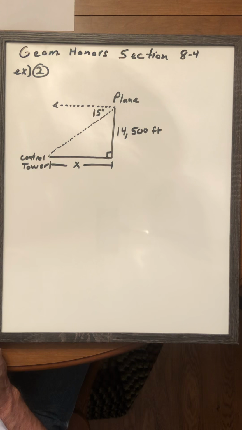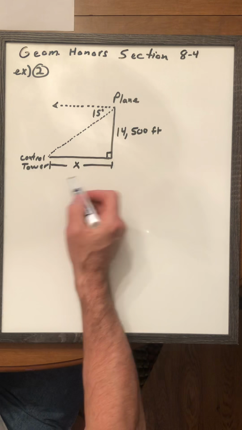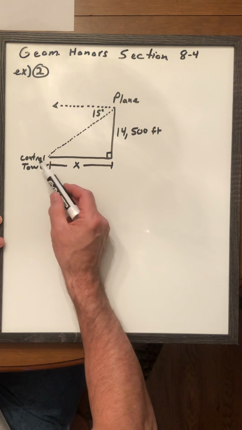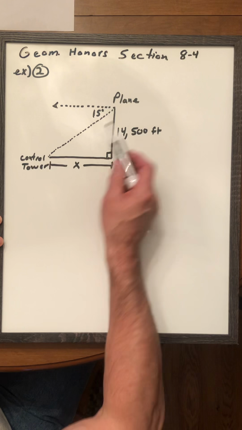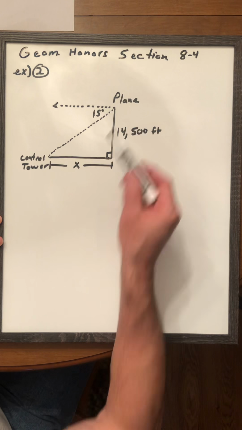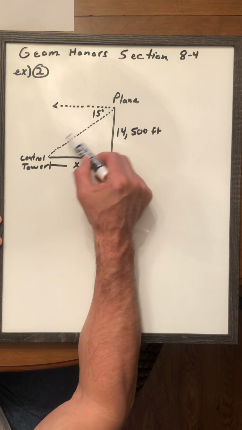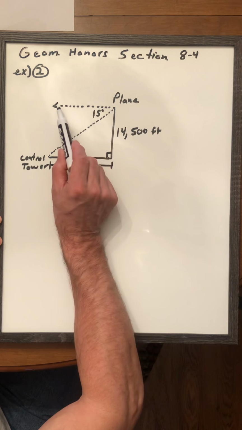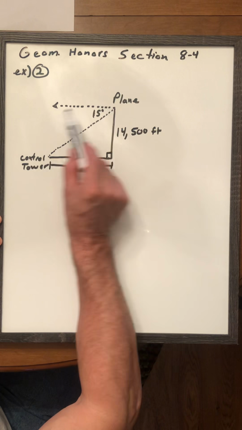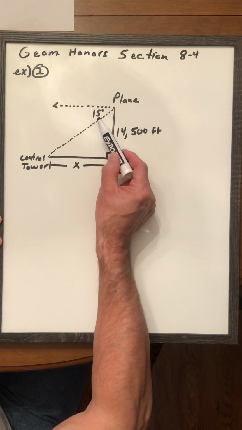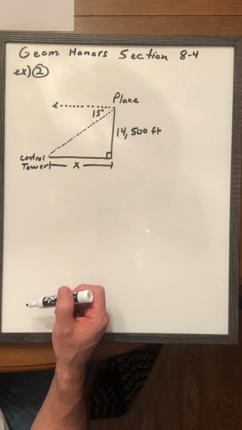This is another example for section 8-4. Here we have a problem where we have a control tower down here on the ground. We have a plane up in the sky. We have an angle of depression. Here we're going straight out, or horizontal, and our line of sight down is 15 degrees.